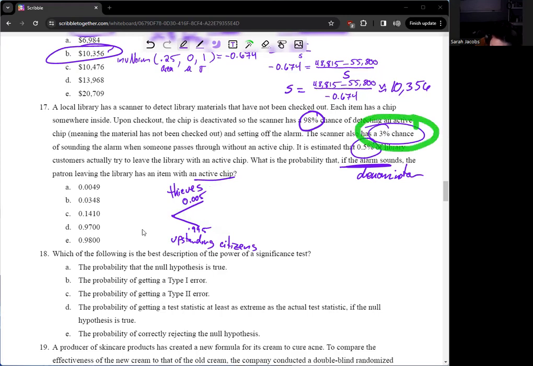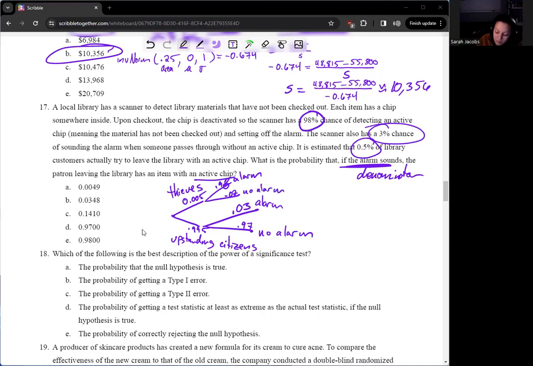3% chance of sounding the alarm. Oh, no, we're good. 3% chance of sounding the alarm when someone passes through without an active chip. So these upstanding citizens, there's a 3% chance that the alarm sounds and a 97% chance that there's no alarm. For a thief, there's a 98% chance the alarm sounds if they're trying to steal the book. And that means there's a 2% chance that they'll get away with it.